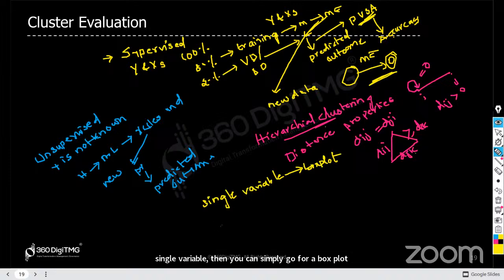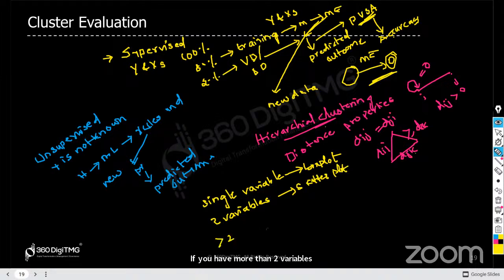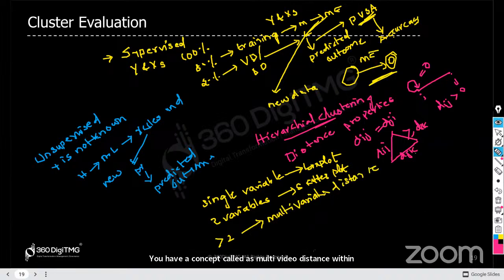If you have two variables, in order to perform clustering, you can go for a scatter plot. If you have more than two variables, then you have a mechanism called multivariate distance, within which we will compute the distance. How are we computing the distance?